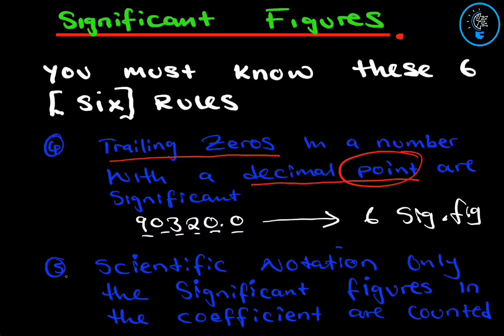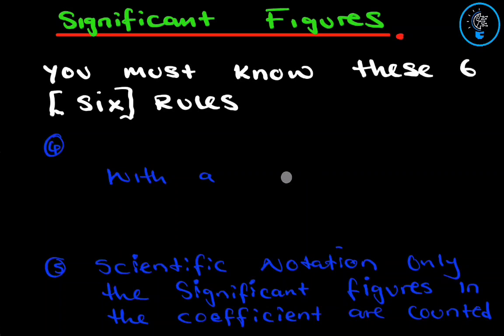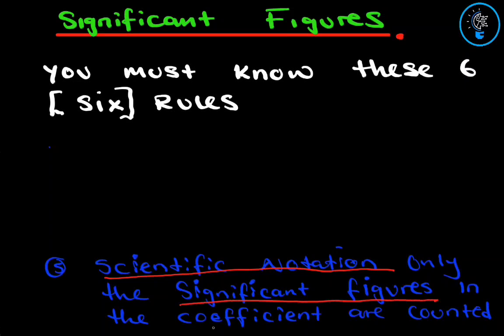Okay, let's now talk about rule number 5. For rule number 5, we are saying scientific notation. In scientific notation, only the significant figures in the coefficient are counted. So only the significant figures in the coefficient are counted as significant figures. Now, what's a coefficient in scientific notation?